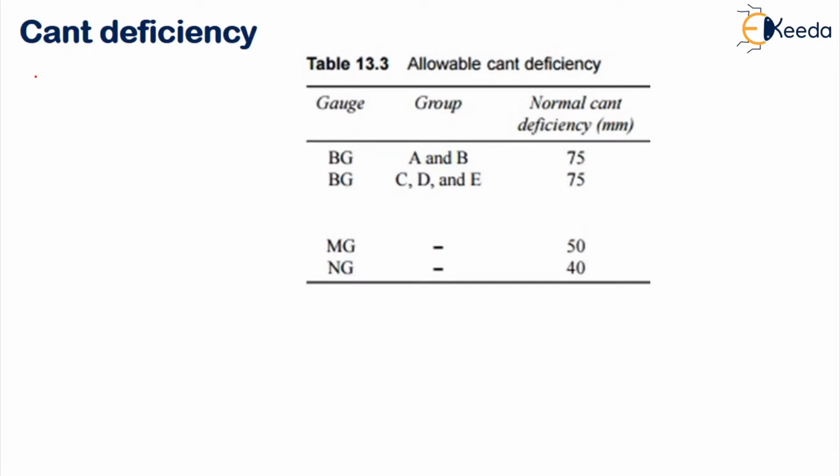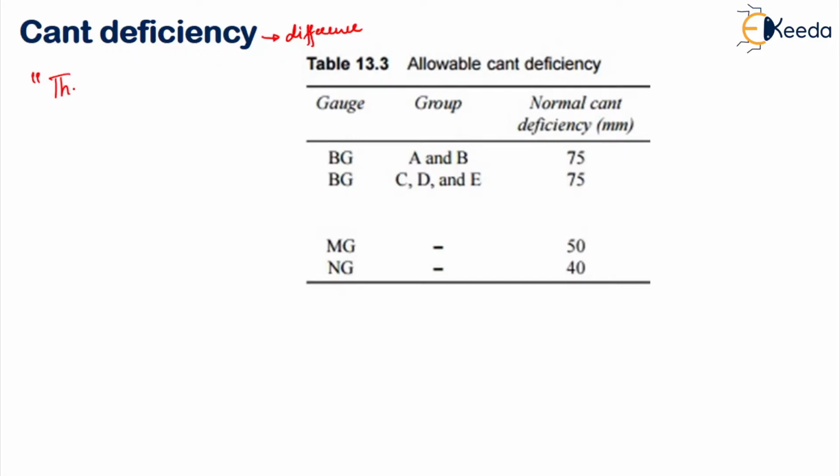So to get started with, first of all, let us try to understand the definition of cant deficiency. Cant is nothing but what? Super elevation. At certain places, there is a deficiency in the super elevation. Deficiency is nothing but what? A defect, or what you can say, a difference. So difference is the best word to tell, right? There's a difference between what we have to provide and what is exactly there. So that is called your cant deficiency.